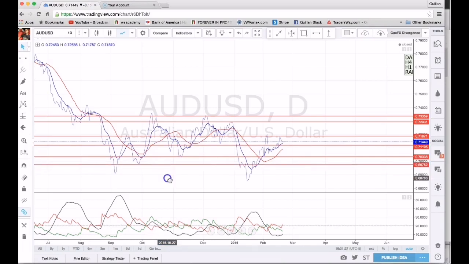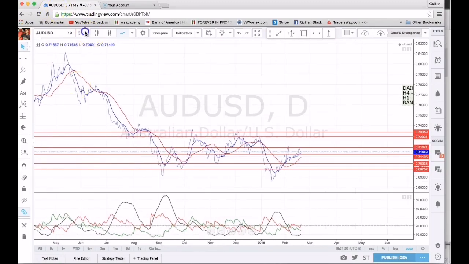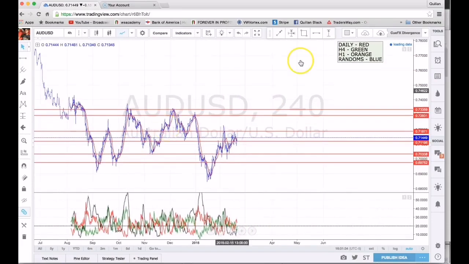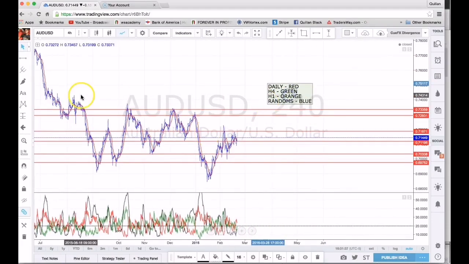Yeah, you put it right there and call it a day. All right, so from there, go on the H4 chart. The H4 chart is going to be what color, guys? Green. The green horizontal line.